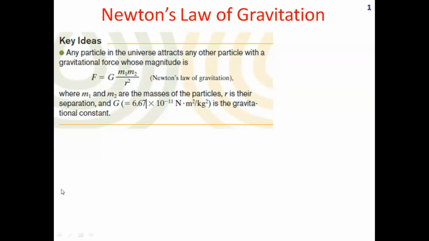The constant of proportionality can be introduced as capital G, which is known as the gravitational constant. The numerical value in SI system for this constant of proportionality is 6.67 into 10 power minus 11 Newton meter square per kg square.